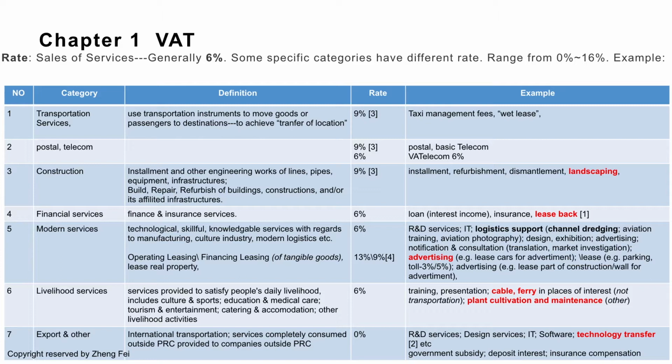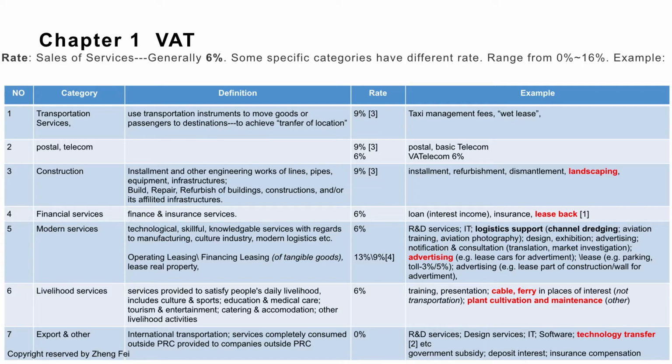For example, wet lease. This means lease of a transportation instrument together with its staff. Usually, it occurs in the case of ship leasing. On the contrary is dry lease, which means only lease of the ship, not including its staff. Dry lease belongs to category 5, modern services, and is subject to a rate of 13% at the moment.